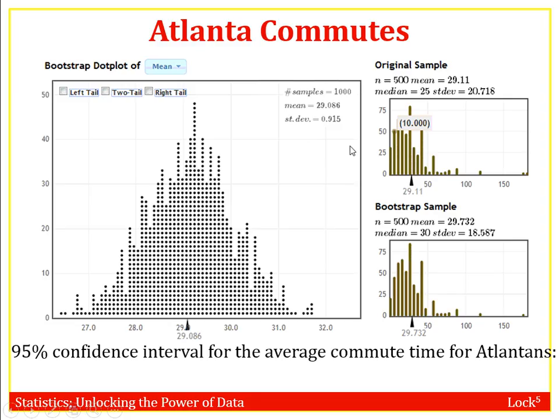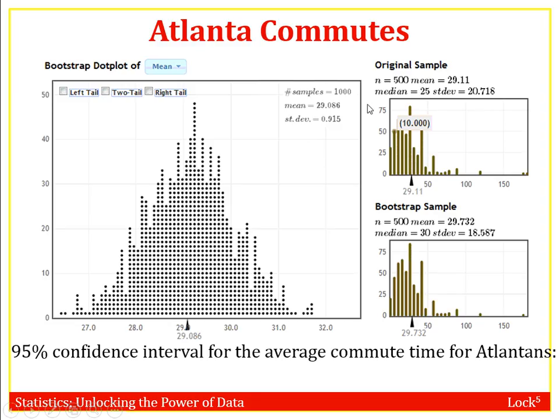So we could do that on StatKey. We have our original sample up here. We have our mean right here. We have our sample size. In this case, it gives us our median and the standard deviation of that original one.